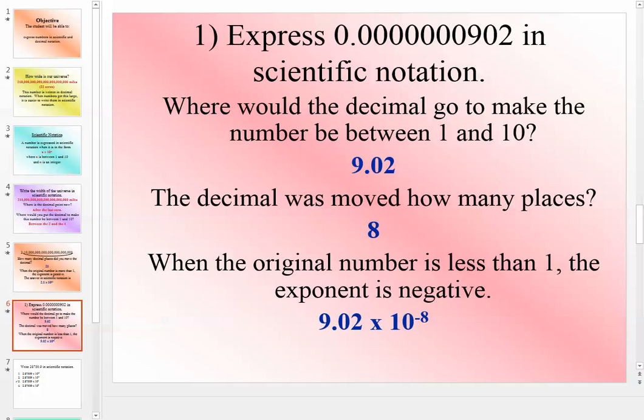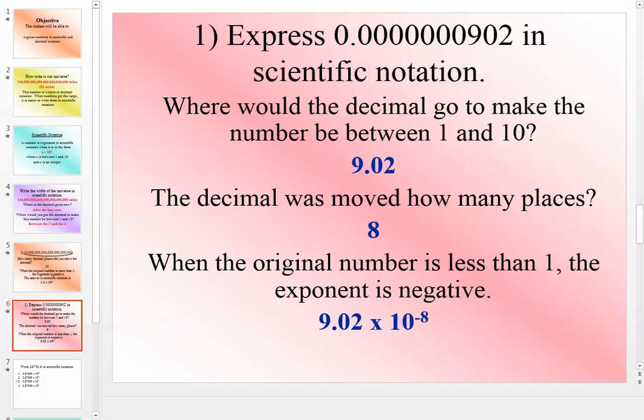So in this case, move the decimal point from here all the way over just after the 9. So my number in the A position is going to be 9.02. And I move my decimal 8 spots to the right in order to do that.